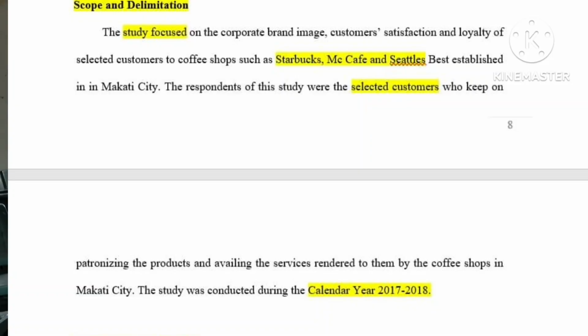Scope and delimitation. The study focused on the corporate brand image, customer satisfaction, and loyalty of selected coffee shops in Makati City, such as Starbucks, McCafe, Chateau's, best established in Makati City. The respondents of this study were the selected customers who keep on patronizing the product and availing the service rendered to them by the coffee shops in Makati City. The study was conducted during the calendar 2017 and 2018.